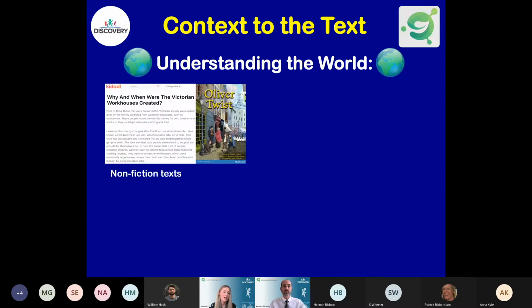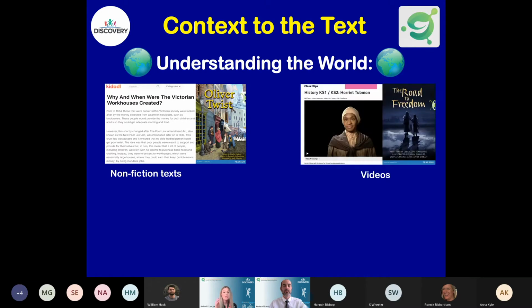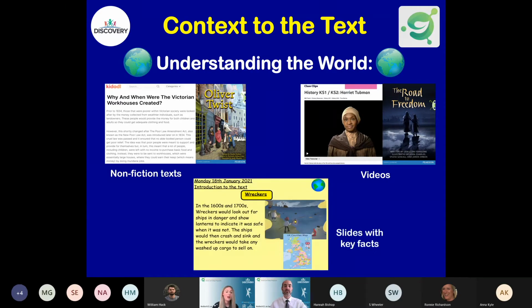So looking at non-fiction text, when I taught the Oliver Twist book, we don't study the Victorians, but I showed the children a non-fiction text linked to the Victorians and linked to the workhouses. So they had that fundamental knowledge by the time we read that text. Also, The Road to Freedom is about slavery and the Underground Railroad. And I showed the children a video of Harriet Tubman explaining what the Underground Railroad was. Then also just giving key slides with key facts on. So this slide here links to the model lesson that you're going to see in a bit, which is about the wreckers and what they did.